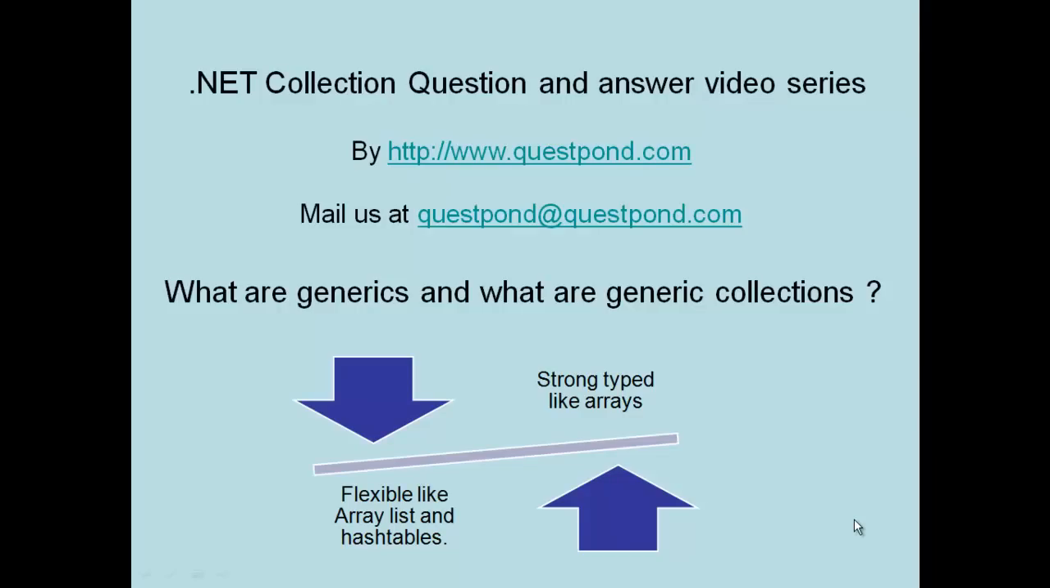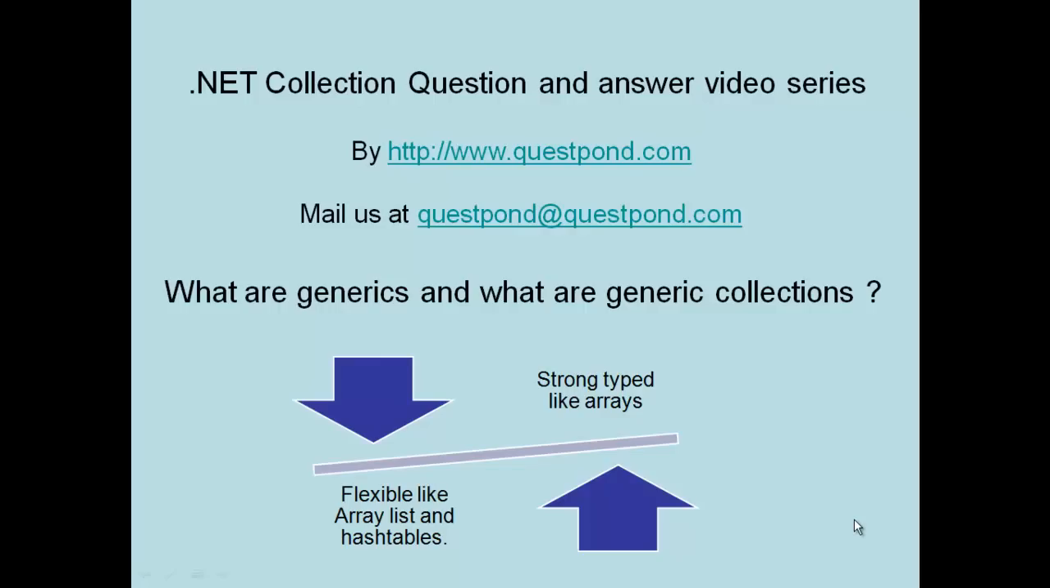When we look at different collections in .NET, that is array, array list, hash tables, specialized collections, etc., each of these collections have their own strong points as well as weak points. For example, when I look at arrays, arrays are strong typed, so because of that, there is no boxing unboxing, so the performance is much better as compared to other collections. But then the weak point is that it is a fixed length.